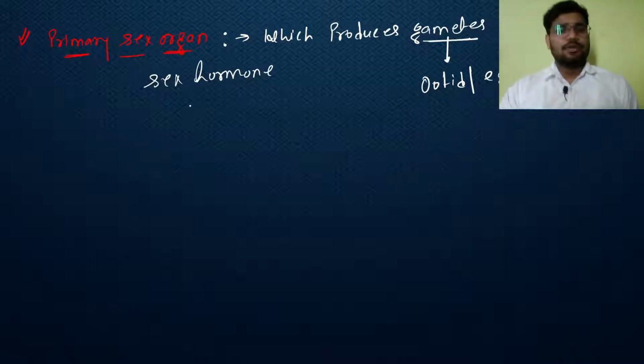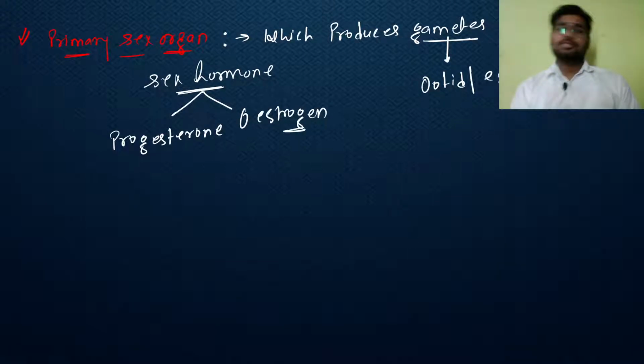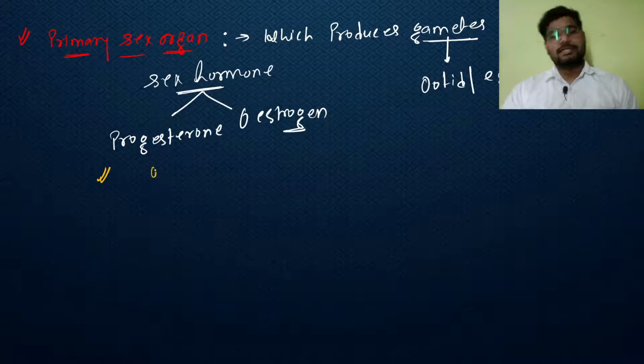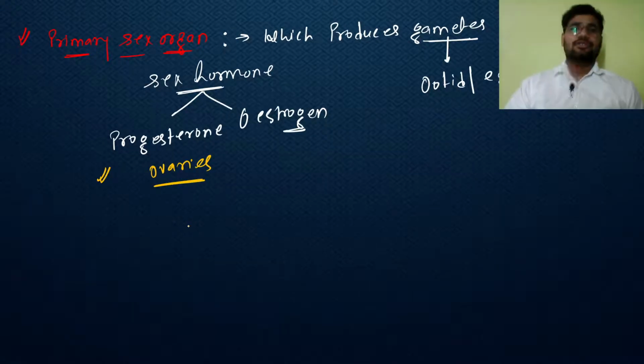And what are the sex hormones in case of female? So यहाँ पर जो है दो sex hormone हैं. First is progesterone, and the second one is estrogen. So these are the two sex hormones. And what is the primary sex organ, by the way, in case of female? Then it is ovaries. So a pair of ovaries is there. We'll talk about the internal structure of the ovaries as well.